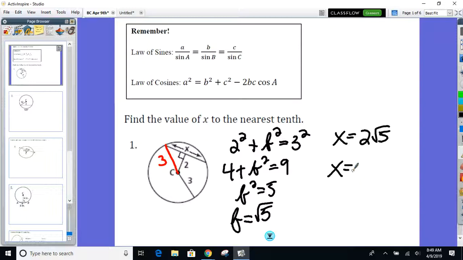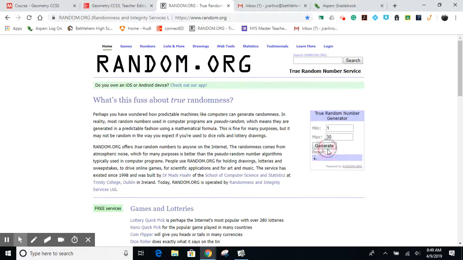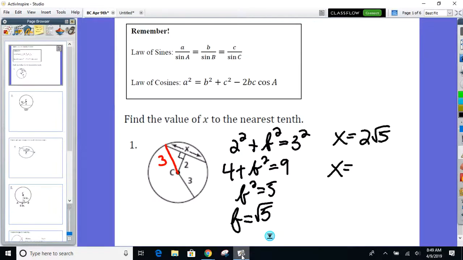So we go to the calculator. 2 radical 5, what do you got for me? 4.5. Do I have any units on here? Nope. So I won't provide any on the answer. 4.5. Everyone all right? Pythag, not too bad. What happens if Pythag's not available?